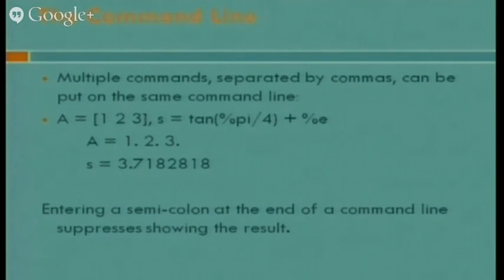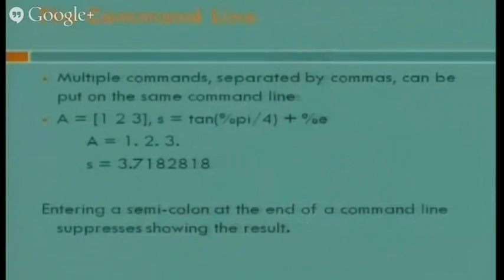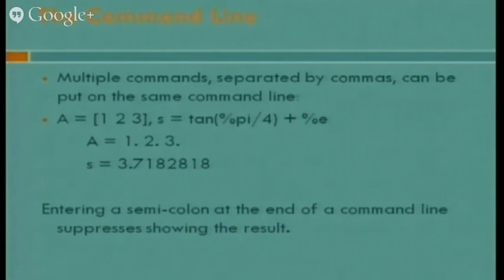Now the command line. Multiple command lines are separated by commas. If we write a comma and then the next command, it will be taken as continuing on the same line, and it is the same in MATLAB also. So multiple commands separated by commas can be put on the same command line. So A is equal to [1, 2, 3]. This is one matrix. X is equal to 10 pi by 4 plus E, where E is some complex number. And as I've already told, entering a semicolon at the end of a command line suppresses showing the result.